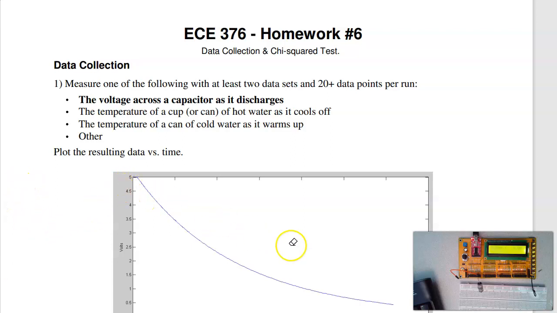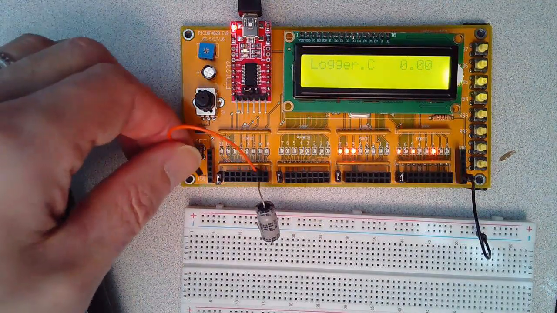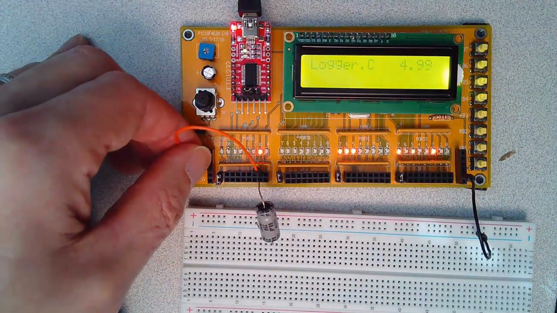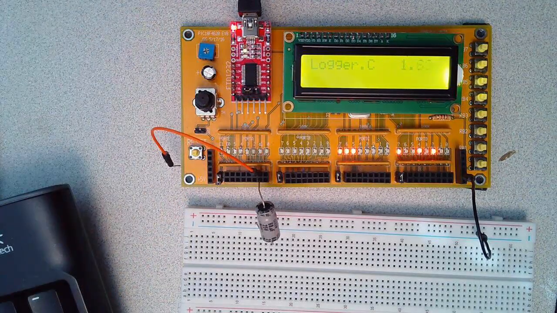I'm collecting the voltage across a capacitor. And to do that, I've got this setup. So here's the capacitor going to ground. If I connected 5 volts, the PIC will read 5 volts. As I disconnect it, the capacitor discharges, going down to 0 volts.